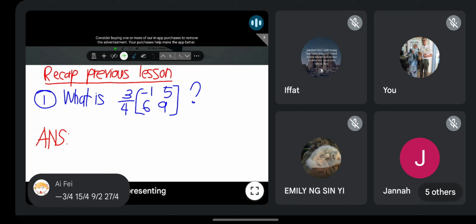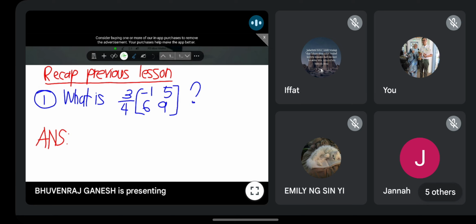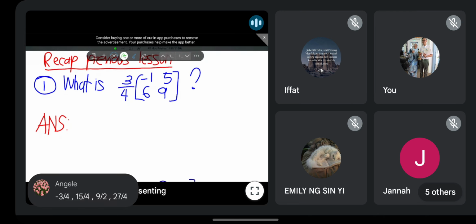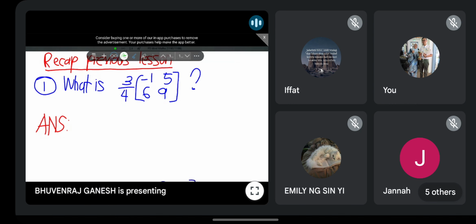Okay, I got answer already. Okay, negative 3/4, 15/4, 9/2, and also 27/4. Correct. Okay, so this is what we learned last week on the matrix multiplication. Okay, pendaraban matrix. Okay, very good. Angela, correct also? Yes, very good. Okay, so this is how we do it.